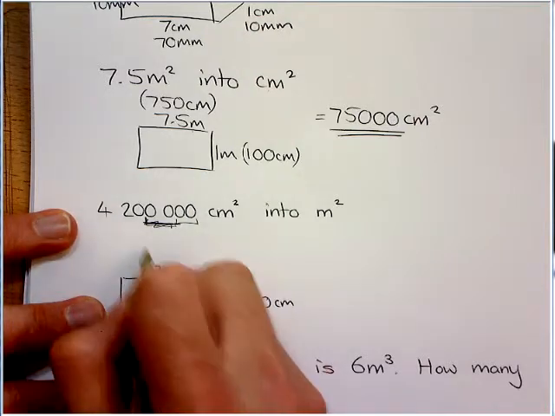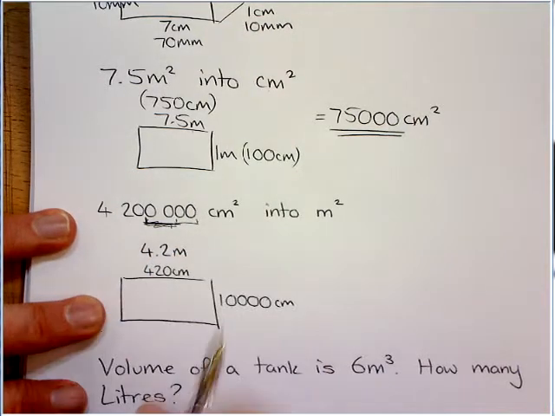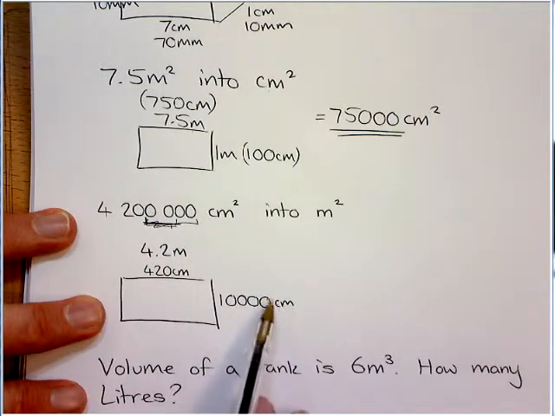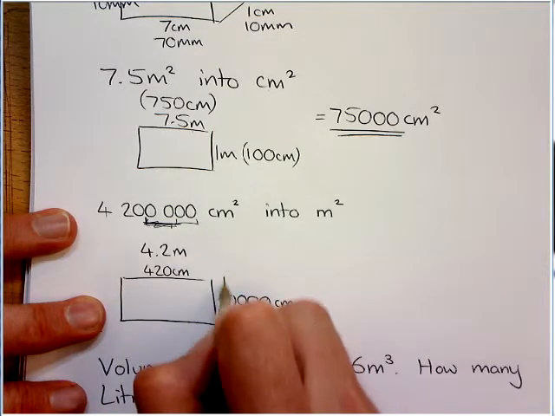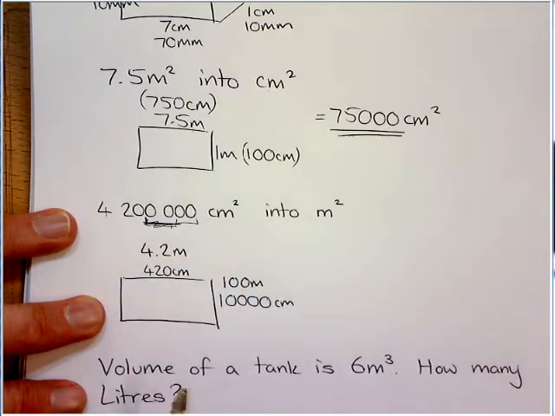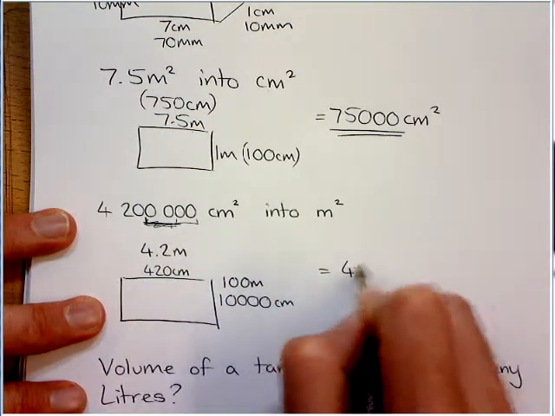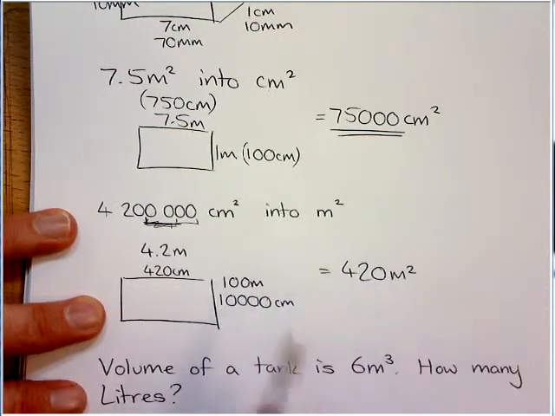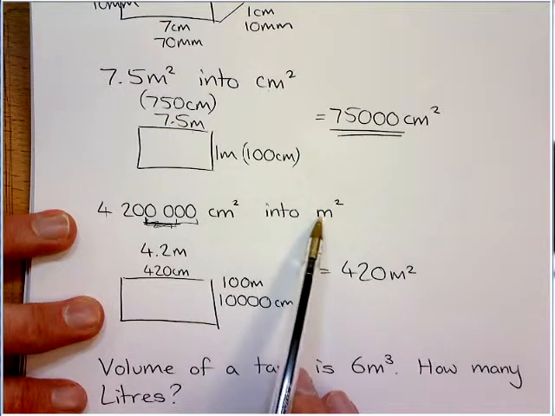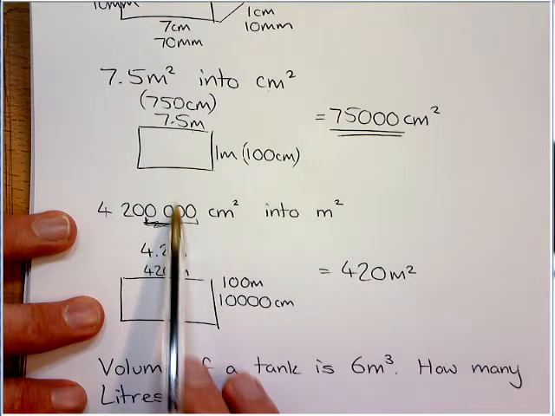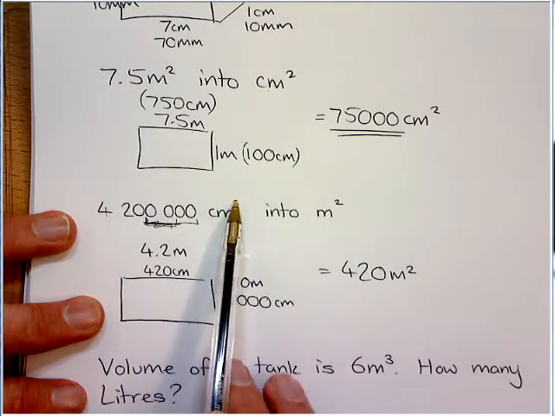So this is 4.2 meters. To convert this into meters, just divide it by 100. So this one is 100 meters. If we times this by 100, we get 42 and then 420 meters squared. So basically you're dividing by 100 to go to the bigger unit twice, because it's two dimensions.